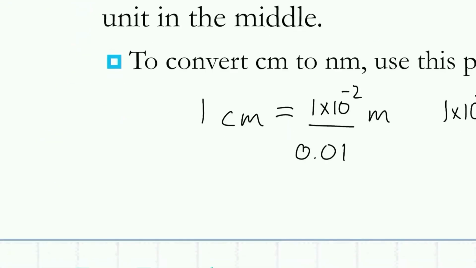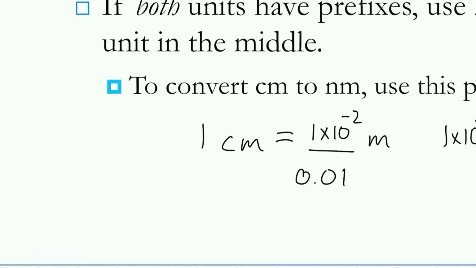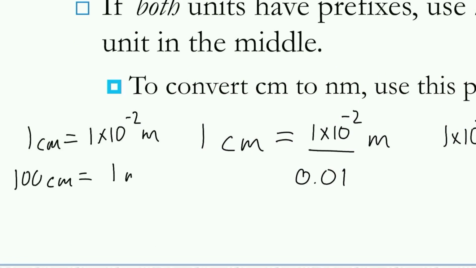Yeah, actually, okay, I'll show you this. I was debating on whether or not to. But so 1 centimeter equals 1 times 10 to the negative 2 meters. We could also say 100 centimeters equals 1 meter. And so this is really whether or not we're writing it with meters on top or meters on bottom.